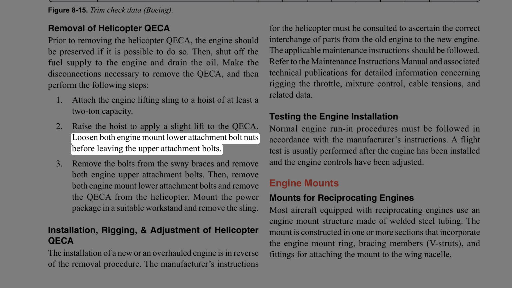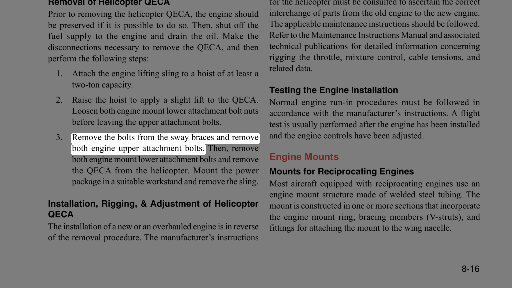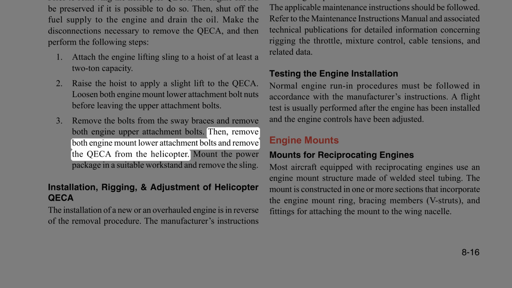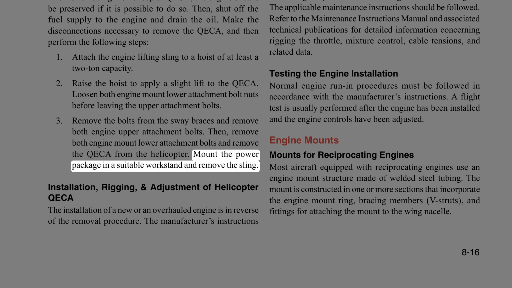Loosen both engine mount lower attachment bolt nuts before leaving the upper attachment bolts. Remove the bolts from the sway braces and remove both engine upper attachment bolts. Then, remove both engine mount lower attachment bolts and remove the QECA from the helicopter. Mount the power package in a suitable workstand and remove the sling.